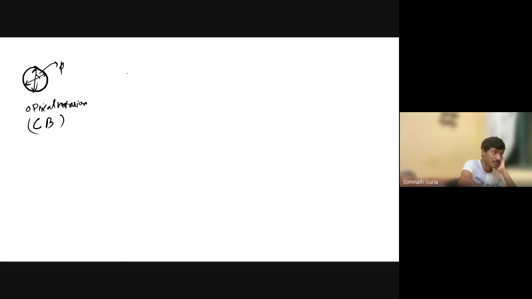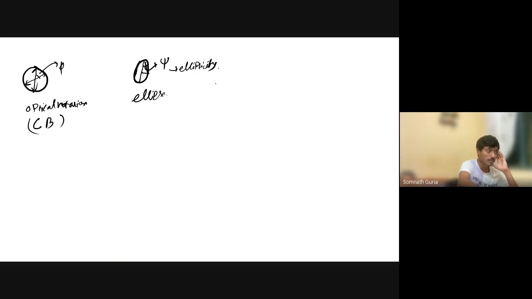This is the circular birefringence, and then in the CD, circular dichroism, this is from the ellipse. This is the ellipse, and this angle is the psi. This angle is called ellipticity. So this ellipticity is the angle.